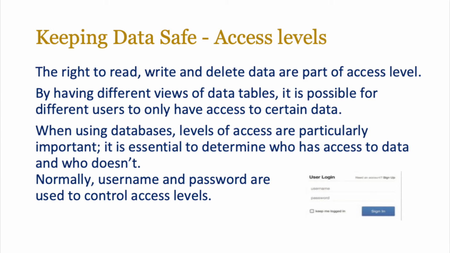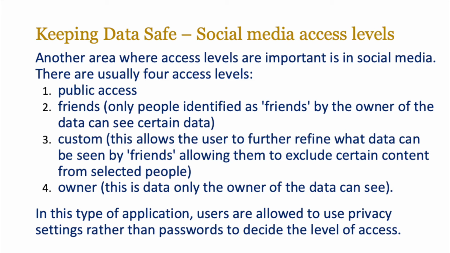So by having different views of data tables, it is possible for different users to only have access to certain data. When using databases, levels of access are particularly important, and it's essential to determine who has access to data and who doesn't. Computer systems aren't the only place where access levels are used. They're also used on social media. Now, there are normally four access levels. You can allow your posts and your data to be public. You can have friends only access, so people that you know and that you're connected to can access that. You can set a custom level of access where some friends can have access and others don't. So maybe your close friends can have access to your data. And finally, only the owner has access to the data.